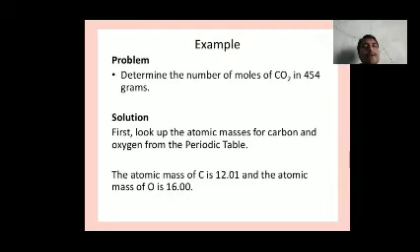Problems, for example: determine the number of moles of CO2 in 454 grams. How many moles are present in 454 grams of CO2?